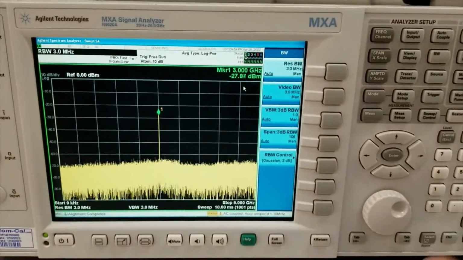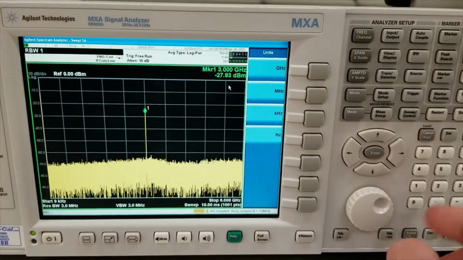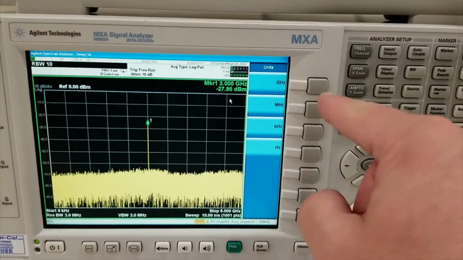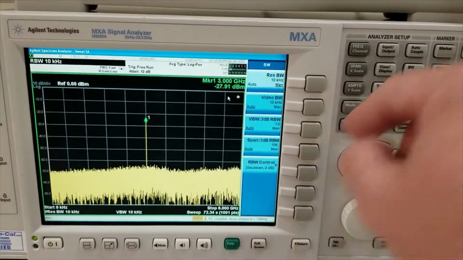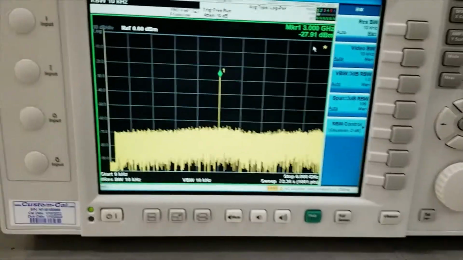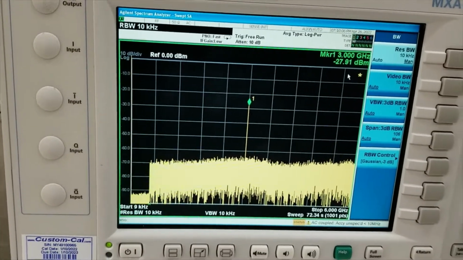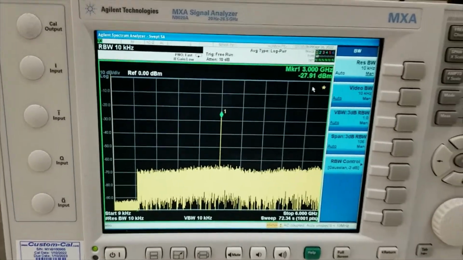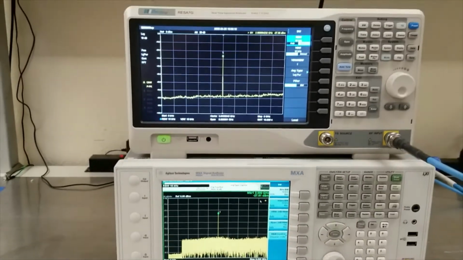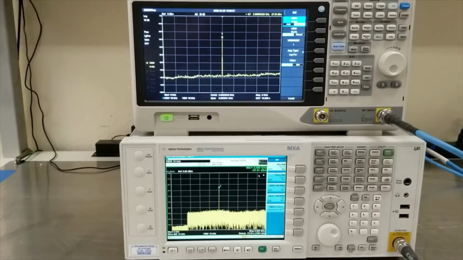Now dropping the N9020A down to 10 kilohertz, you can see it is much, much slower. In fact, it's over 5 times slower than the RESA 7G.